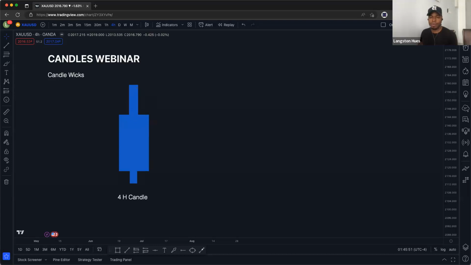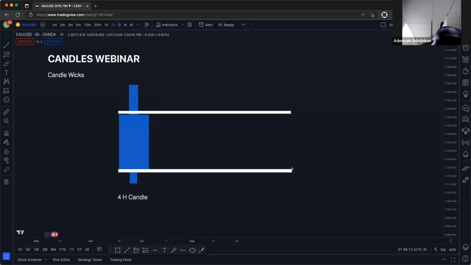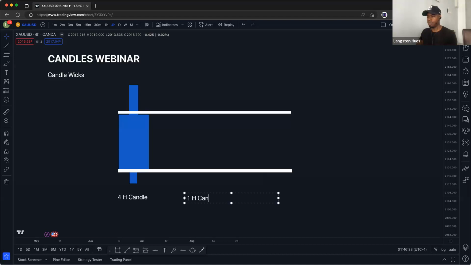So like, let's say we have a resistance. This is represented as a resistance right here now, right? And then down here, this is represented as a support. So if we look at the 1-hour candles that can make up this 4-hour candle, it looks something like this.